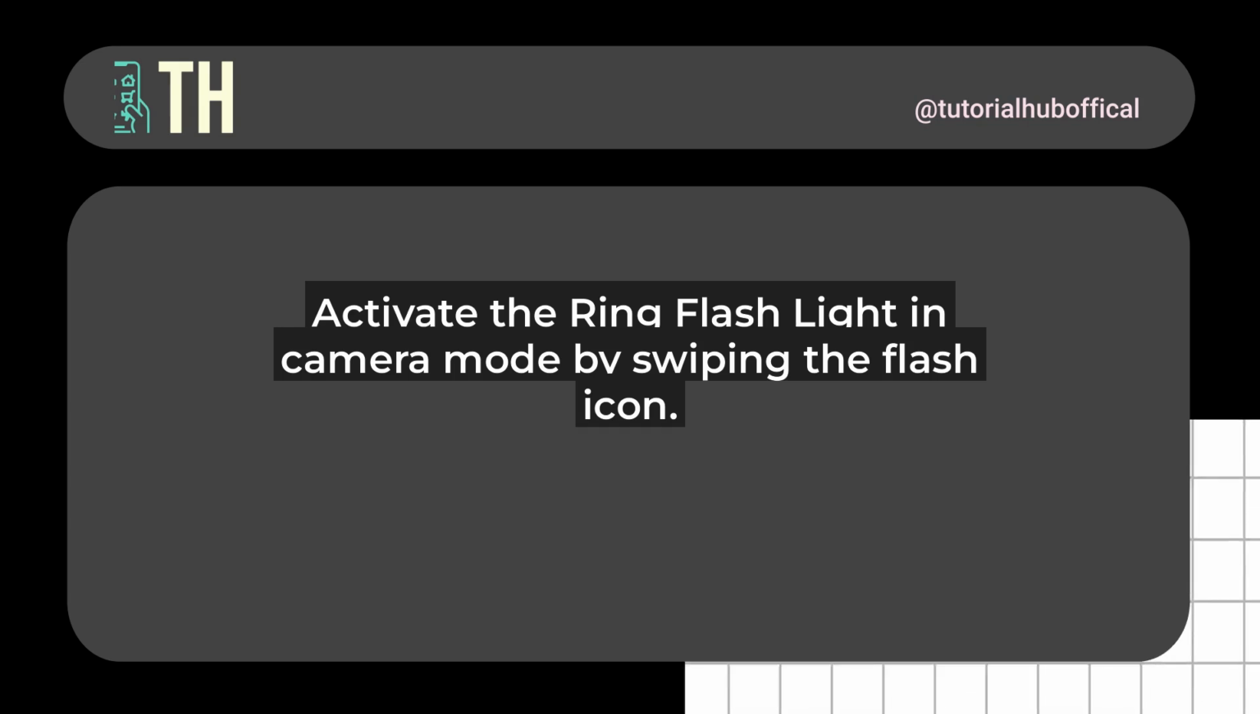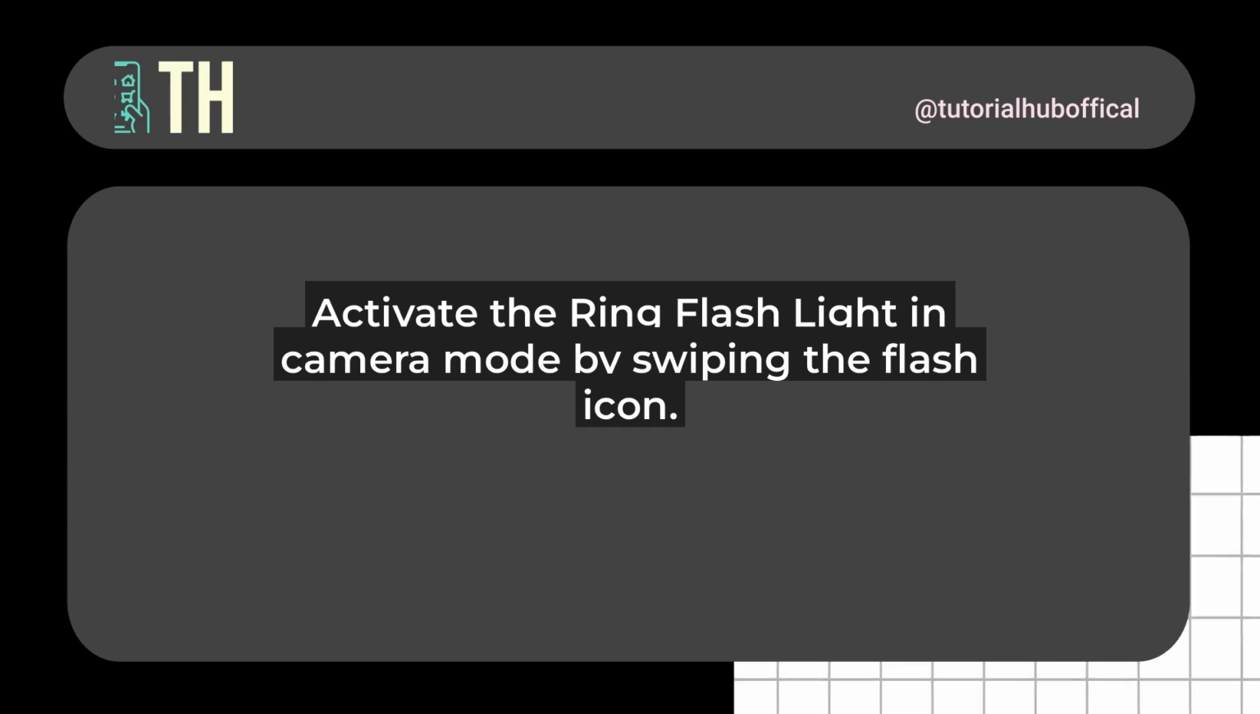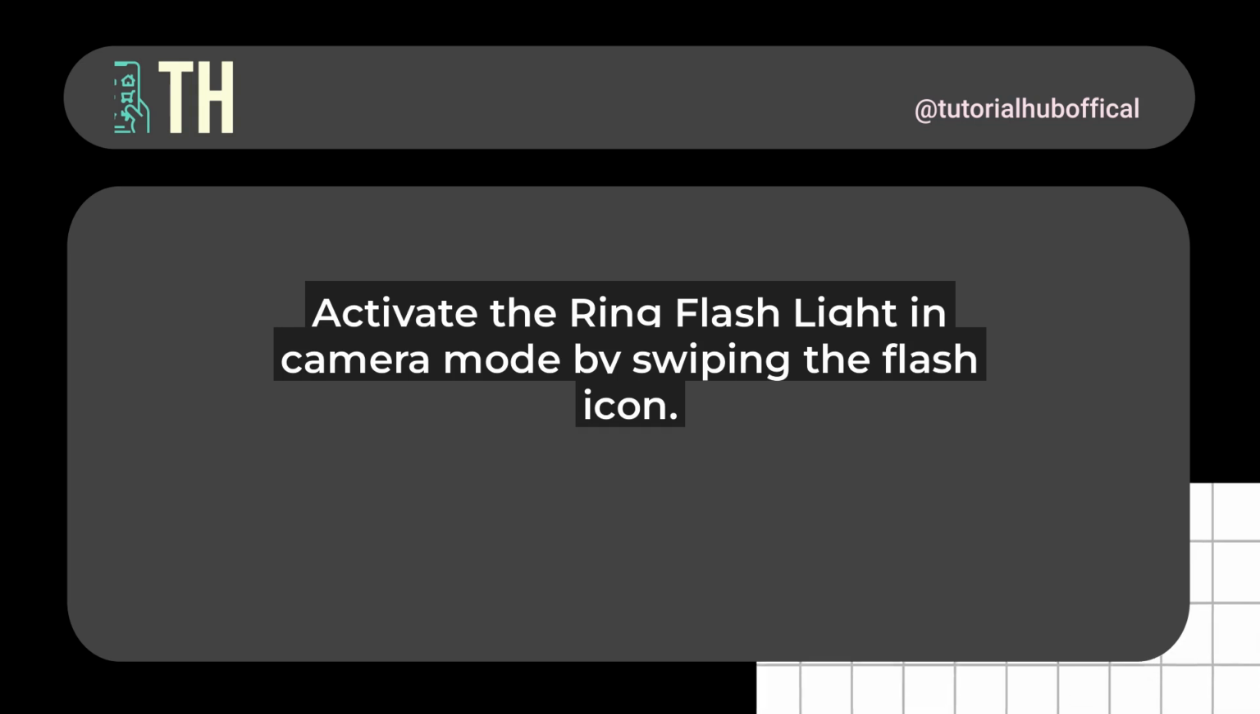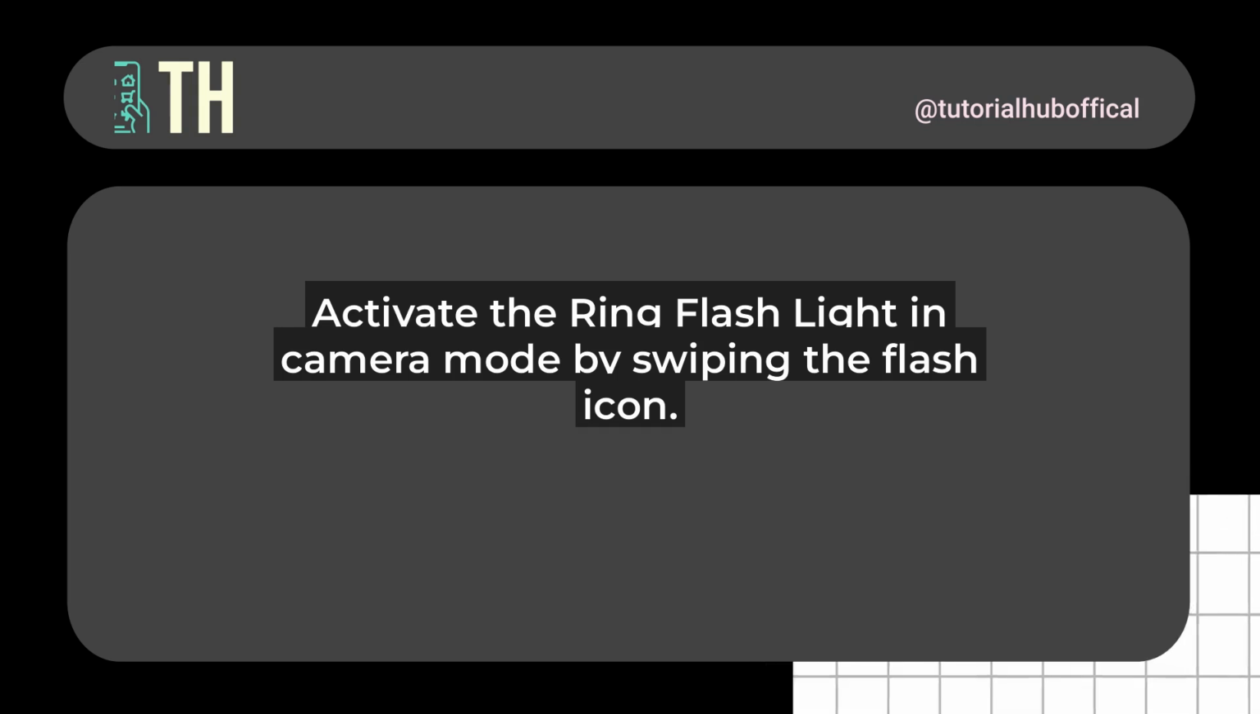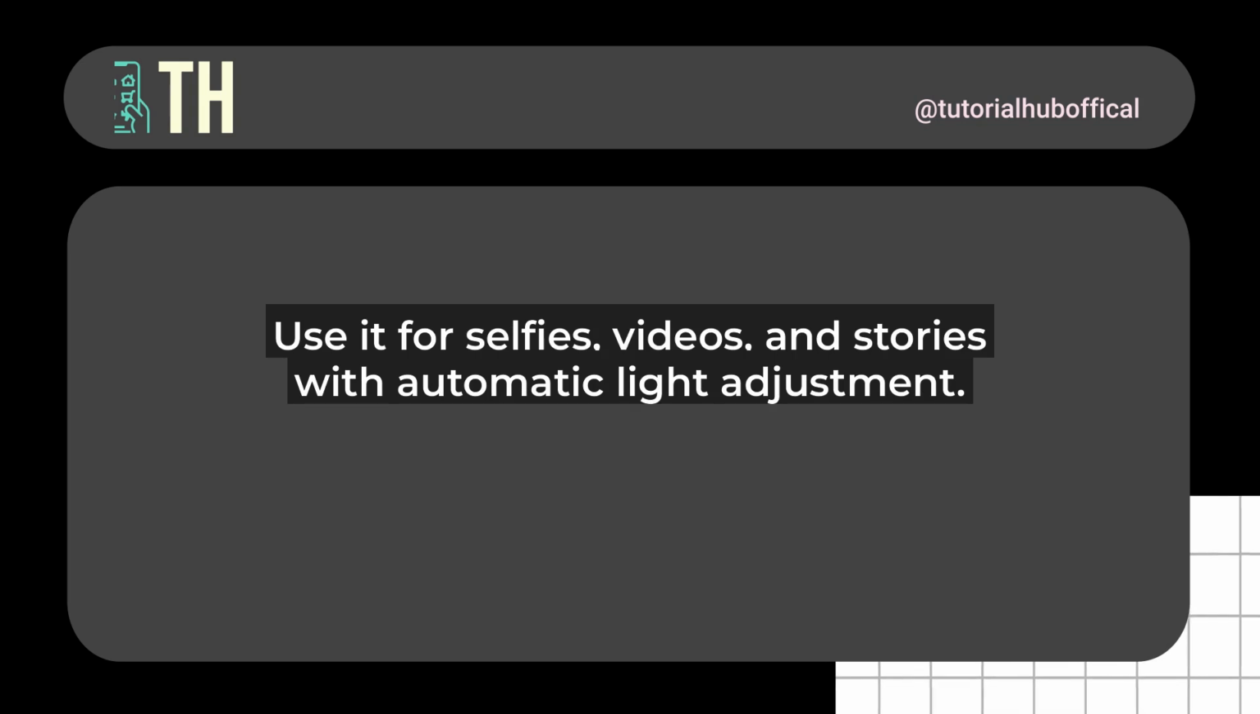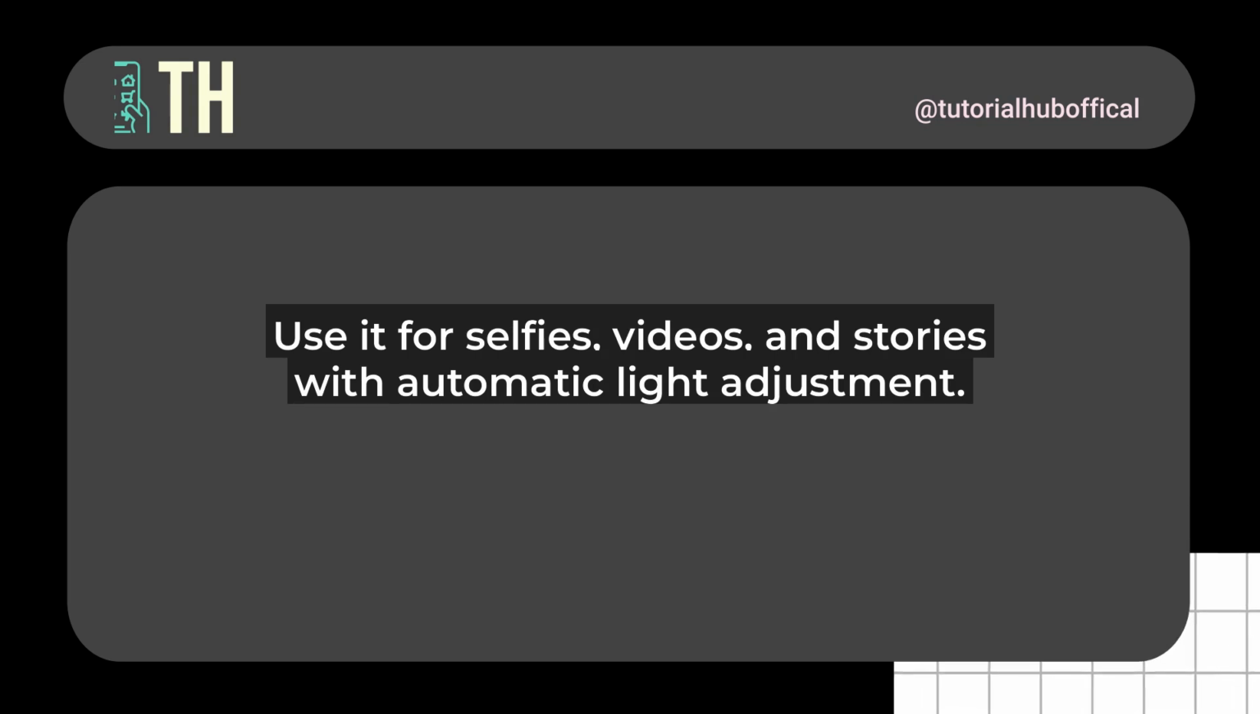Once you've enabled it, using the Ring Flashlight is super straightforward. When you're in the camera mode, just swipe left on the flash icon at the top of the screen until you see the ring light option. Tap it to activate, and you'll notice a soft, ring-shaped glow around your camera lens. Now, take your snap or record a video. The light will automatically adjust for better exposure. Pro tip: combine it with Snapchat's filters for even more epic results.